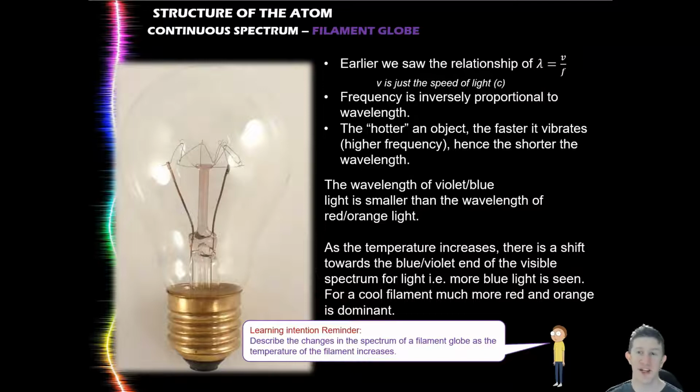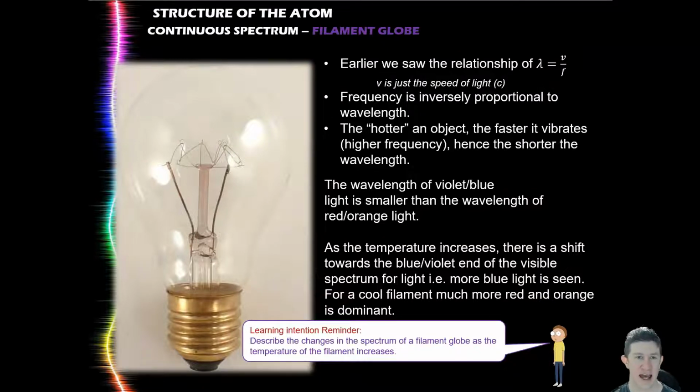Earlier we saw the relationship lambda equals V on F, or V equals F lambda, that is the wave equation, where frequency is inversely proportional to wavelength. So therefore the hotter an object, the faster it vibrates, which is high frequency, hence the shorter the wavelength. The wavelength of the violet-blue light is smaller than the wavelength of the red-orange light. Therefore, as the temperature increases, there is a shift towards the blue/violet end of the visible spectrum for light, which is more blue, whereas for a cool filament, much more red and orange is dominant within the color.